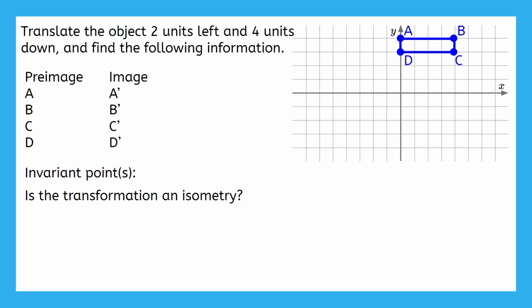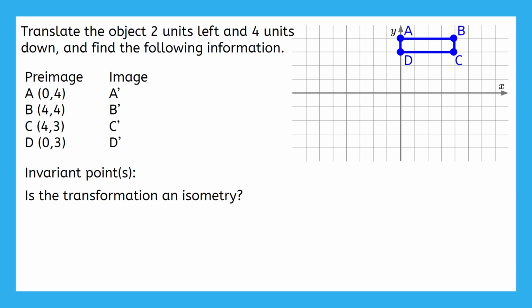Let's try our first two examples for this lesson. The first example says to translate the object 2 units left and 4 units down to find the following information. We could start by filling in the points on the pre-image by looking at the given graph. Pause the video now and find points A, B, C, and D. Take a second to double check your work with mine.